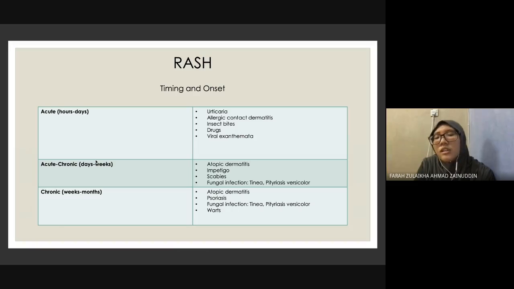If it's acute, then think of urticaria, allergic contact dermatitis, insect bites, drugs, or viral exanthemata. If it's chronic, then think of chronic diseases such as atopic dermatitis, psoriasis, and fungal infection like tinea or pityriasis versicolor, and warts. If it's in between, acute to chronic, which is between days to weeks, then think of both acute and chronic causes like atopic dermatitis, scabies, impetigo, and fungal infection.